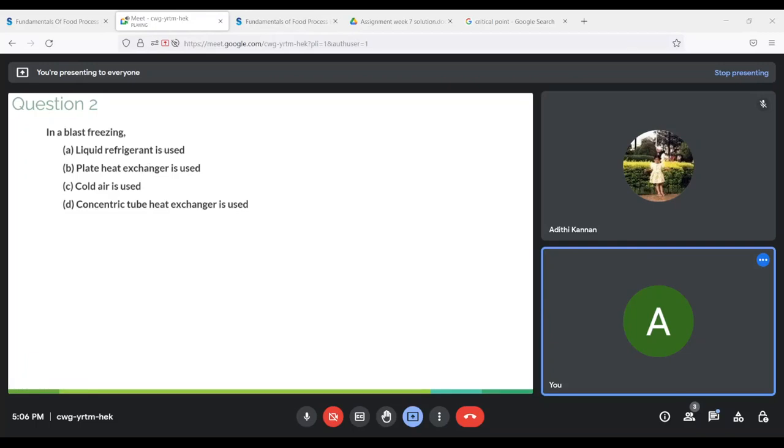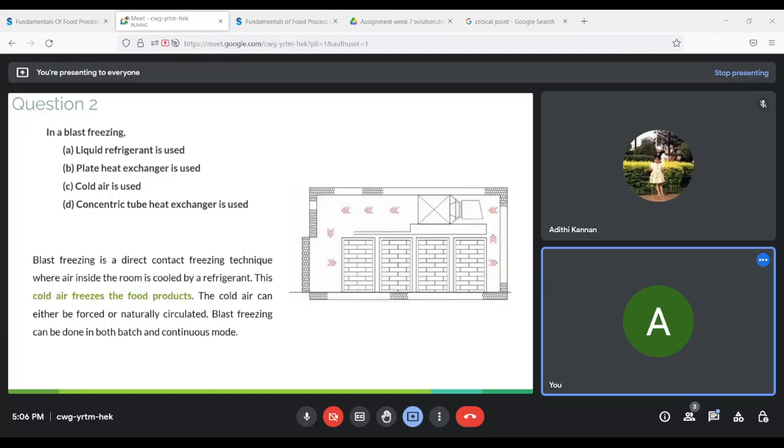So in this case, what happens in a blast freezing is that you have a huge chamber in which your product is present, and this product will be directly in contact with the cold air. So let's say this is your blast freezer where all your products will be placed either in trays or on a conveyor belt. So it can happen in both a batch and a continuous mode. So your product will be placed and you will have cold air circulating in the room.